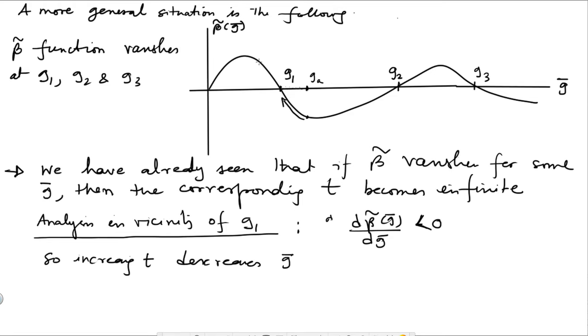Let's start from here this time, some lower value of the running coupling constant. Now the beta tilde is positive, and when beta tilde is positive, as you increase T, the running coupling will increase. These are the larger values. So if you start from here, you start going along this direction. For T going to infinity, when T becomes infinite, you reach here.